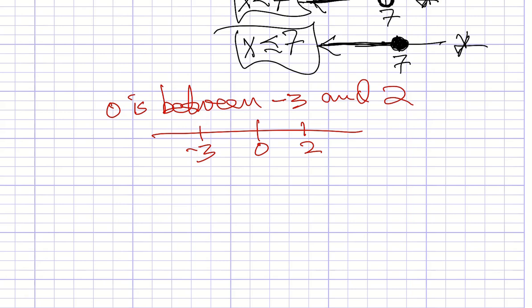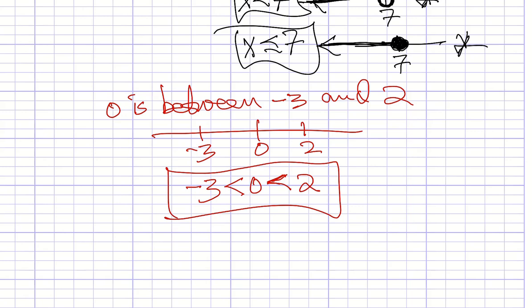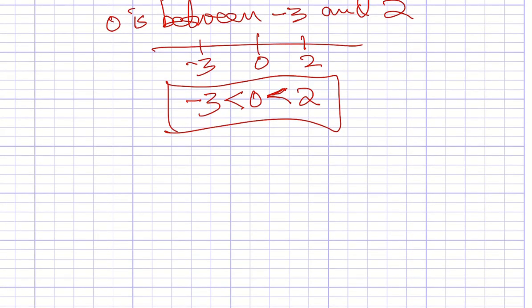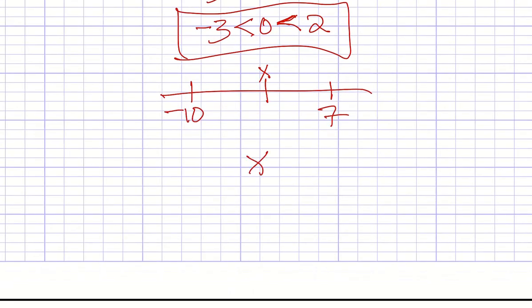You say 0 is less than 2, or 0 is greater than minus 3. That's how you represent that. You see that, right? Okay, but instead of 0, we could use x. We could draw something like this. Say x here. We'll say 7 here. We'll say minus 10 here.